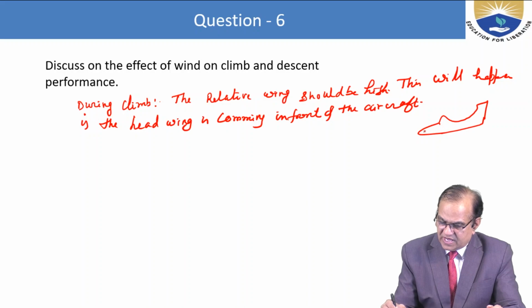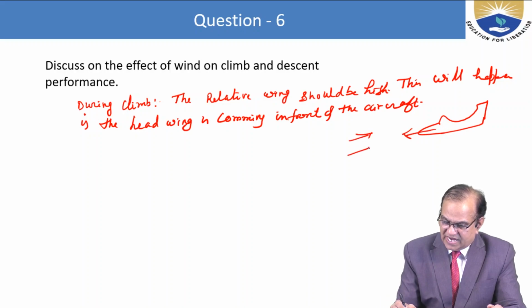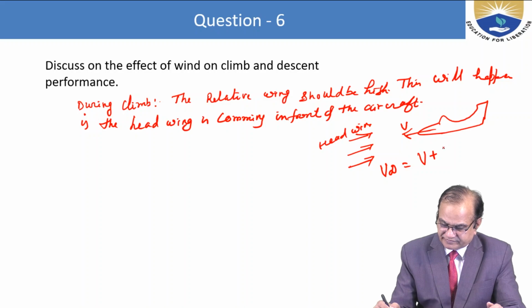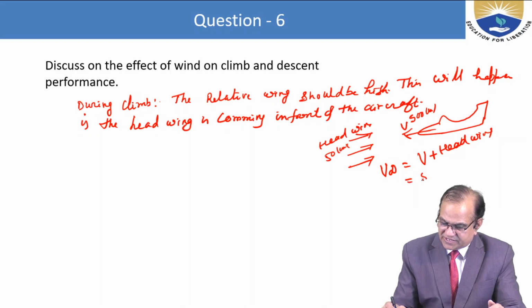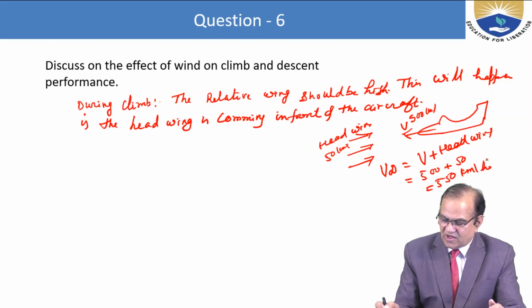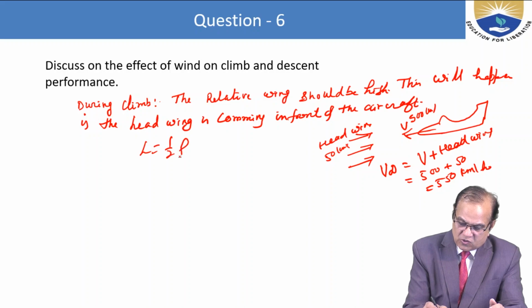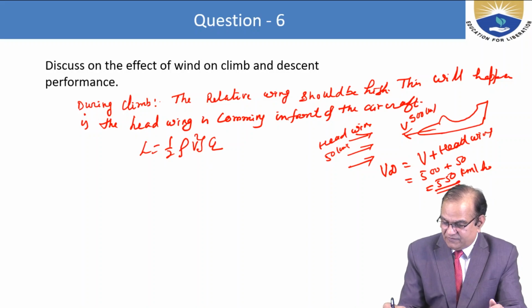So this is the aircraft. Aircraft is moving in this direction. If this is the headwind, the relative velocity V infinity will be aircraft velocity V plus headwind. So if this is 500 kilometers per hour and this is 50 kilometers per hour, net velocity is 500 plus 50 equals 550 kilometers per hour. So lift is equal to half rho V square S CL. So this V here is this V, 550.